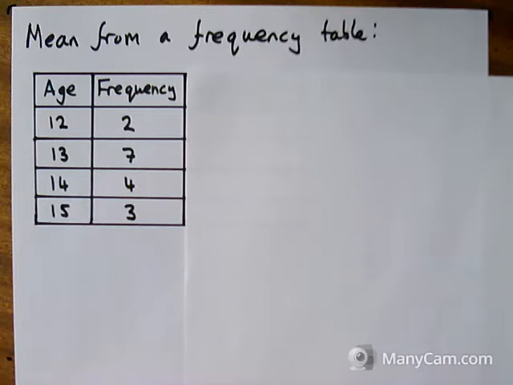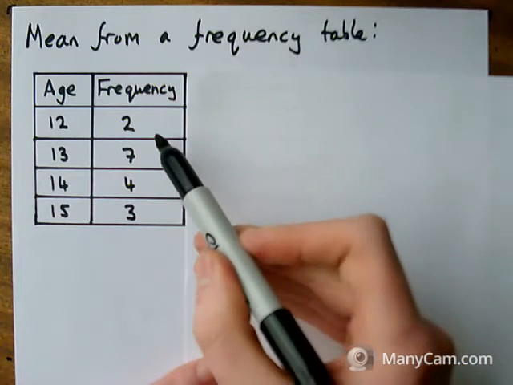Now you should already know that the mean is where we add up all the numbers and then divide by how many there are. But we've got a bit of a problem here because we don't know the total of all of the ages at the moment. There's going to be 4 steps to work out the mean from this frequency table.